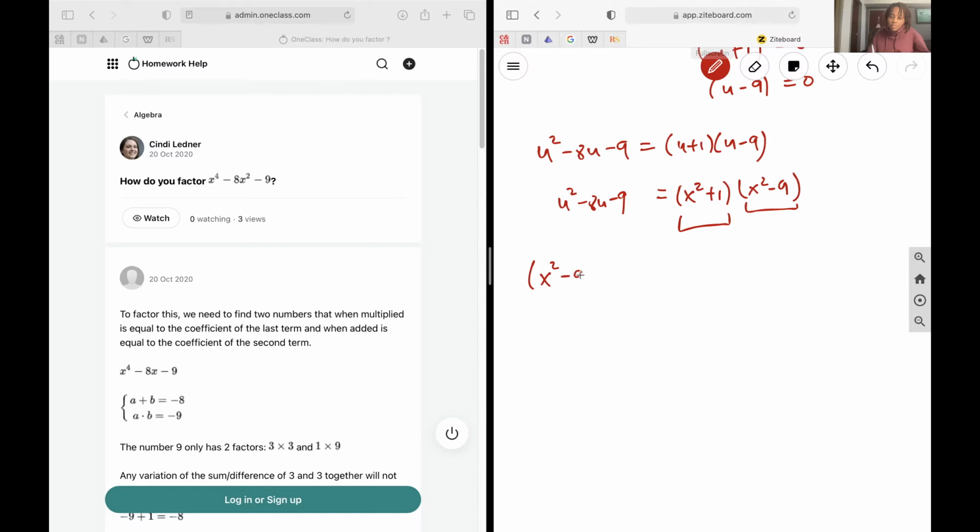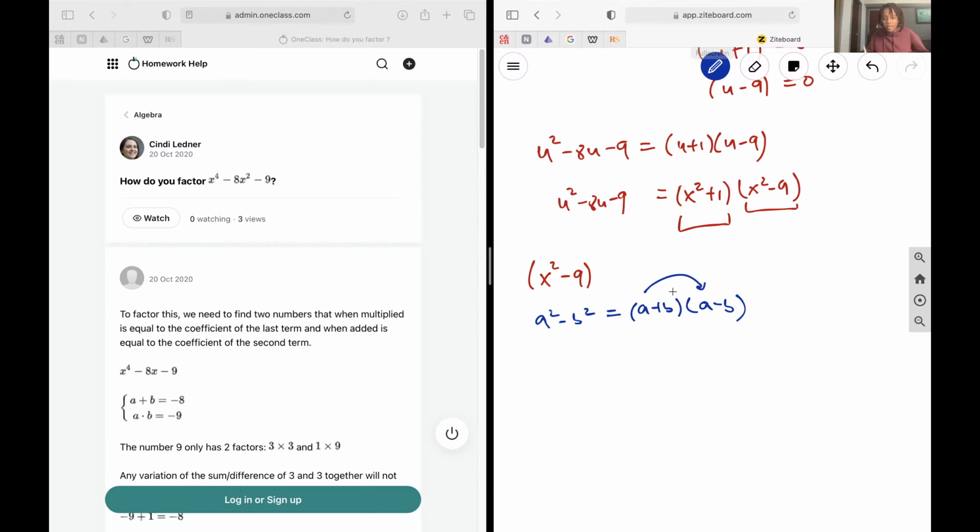For x squared minus 9, I'm going to apply the difference of squares, which states that a squared minus b squared is equal to a plus b times a minus b. You can confirm this by just doing FOIL to expand it out. My apologies.